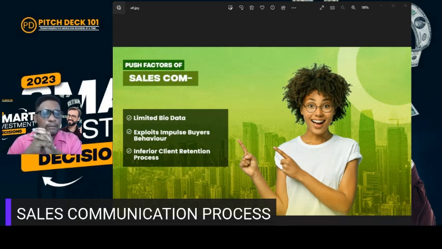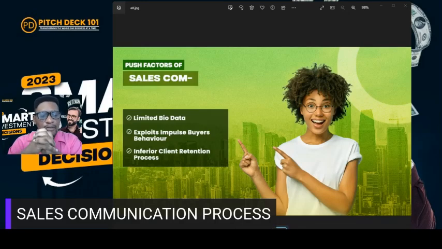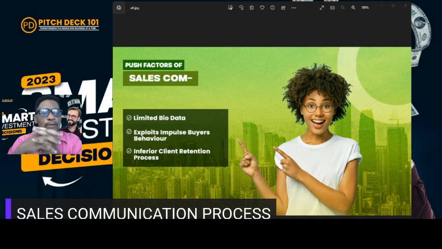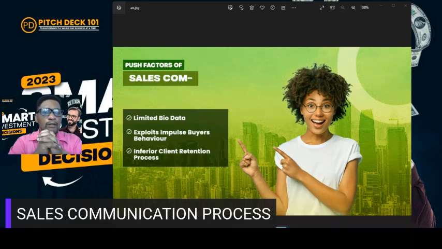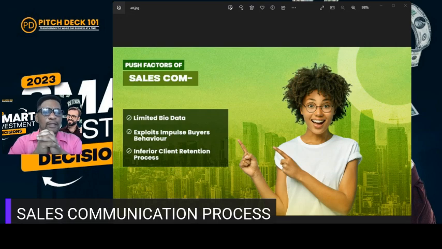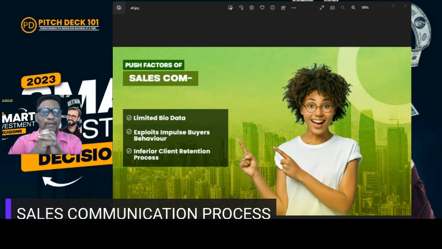The second point that we have listed on the screen is that this type of sales agent exploits impulse buyers' behavior. And I would have said early on, we have millions and millions of persons who, because of demographic realities, fall into that category of impulse consumers. And there are sales communication experts that are fully aware of this, and they leverage this type of knowledge to their advantage.